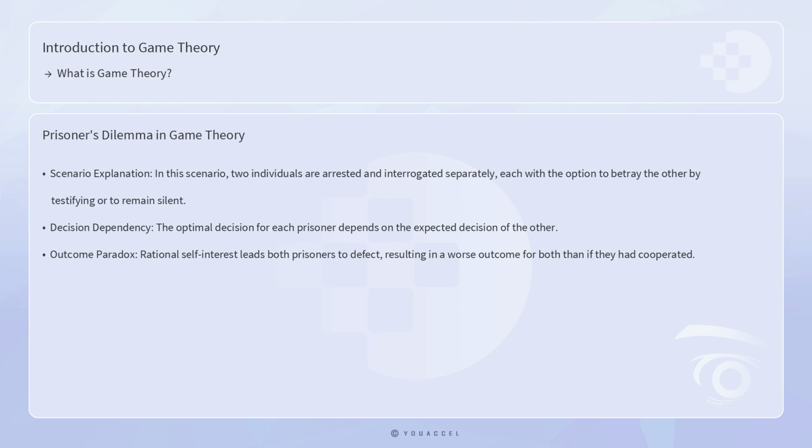If both prisoners cooperate, they receive a moderate sentence. If one defects while the other cooperates, the defector goes free while the cooperator receives a heavy sentence. If both defect, they both receive a harsh sentence. The paradox is that rational self-interest leads both prisoners to defect, resulting in a worse outcome for both than if they had cooperated.